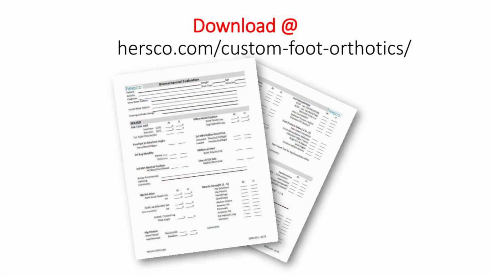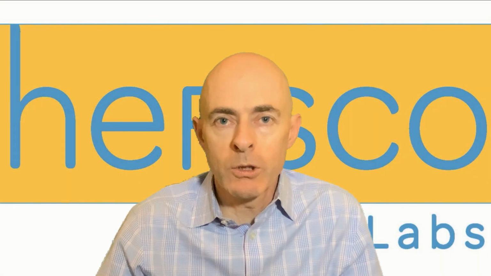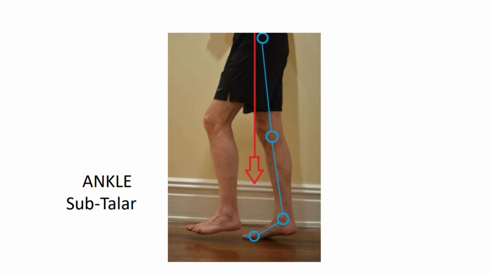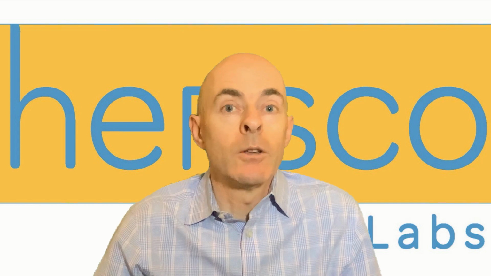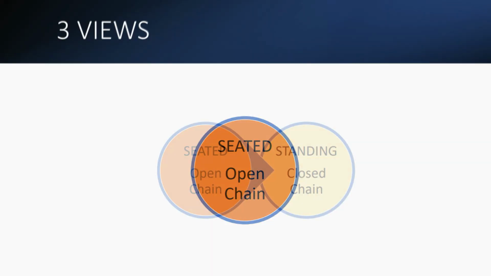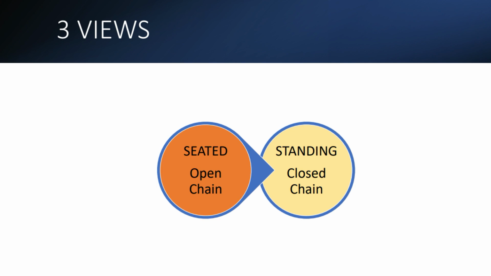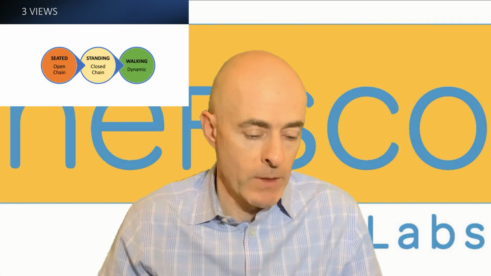It looks at the major joints of the patient, the subtalar joint, the ankle joint, the knee joint, and so on and so forth, the ranges of motion that you would expect, so you can compare your evaluations from one patient to the other if you wanted to do that. It also looks at the patient both seated, non-weight bearing or open chain. It looks at the patient standing or in closed chain, and finally it looks at the patient in motion walking during gait. Each of those components are essential to a full biomechanical workup.